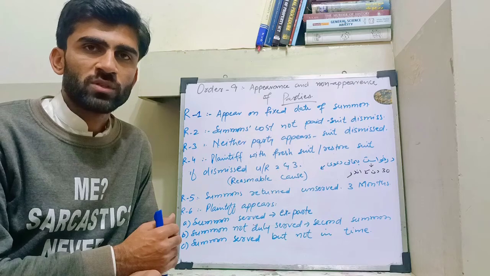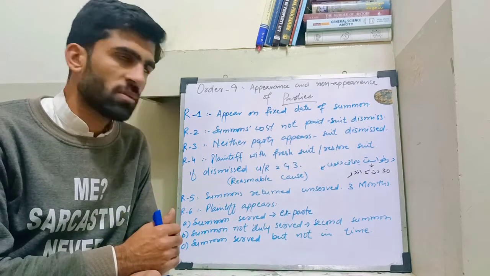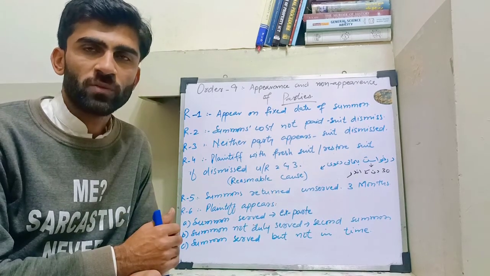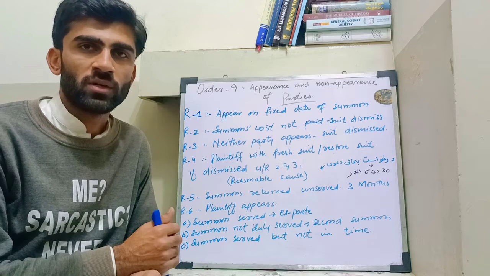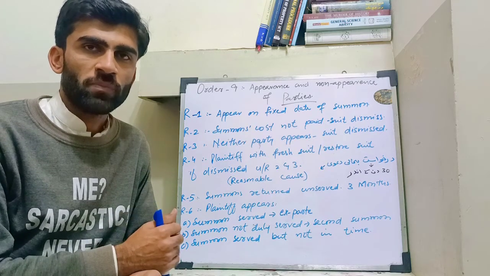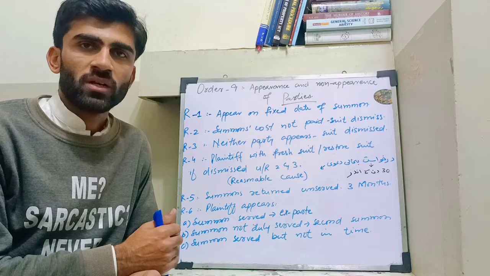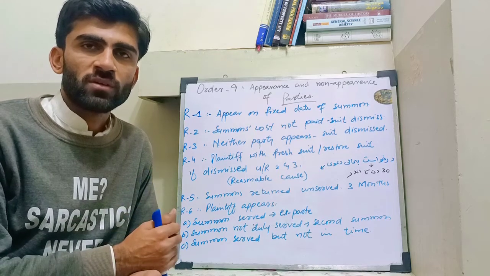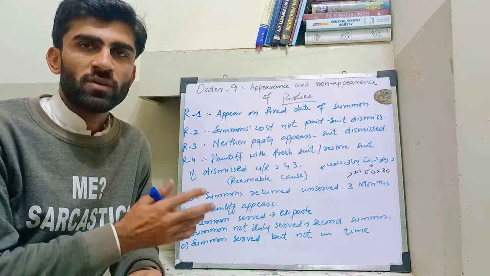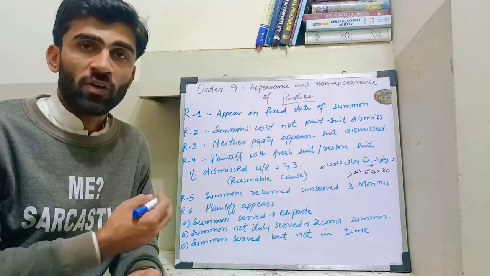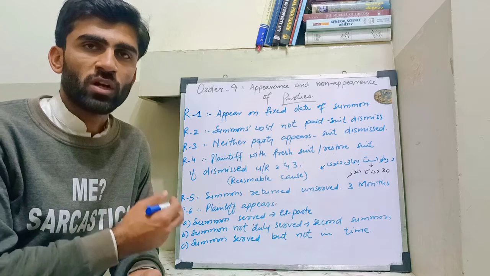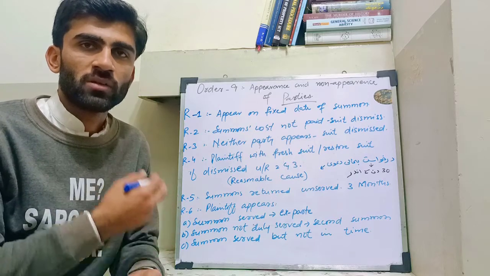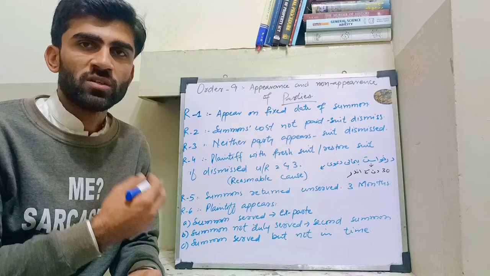If the suit is dismissed in these both situations, then the plaintiff can file a fresh suit, or he will file an application to restore that dismissed suit. If he gives the court a reasonable cause to believe that there were unavoidable circumstances, that's why he could not appear in the court, that's why he could not pay the fee of the court, then the court will restore his suit.